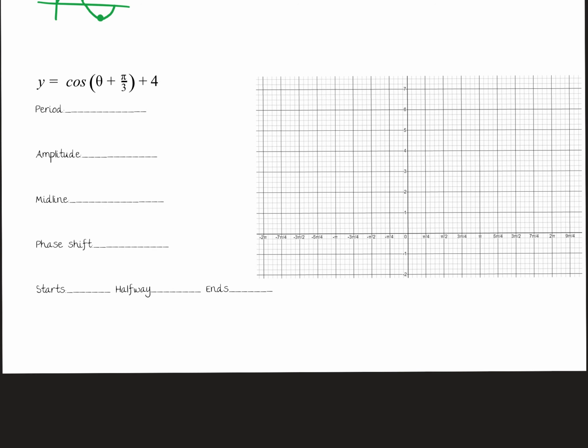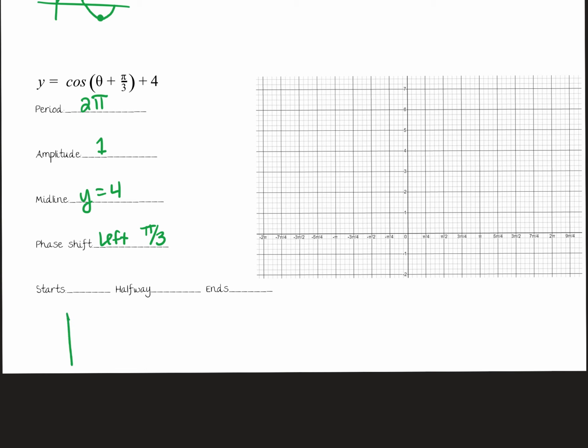Okay, next up, let's try a cosine graph. Once again, I want you to pause the video and fill in the characteristics to the left. All right, so check your characteristics, see if you have the same things I do. If not, make sure you ask about that in class the next time I see you.